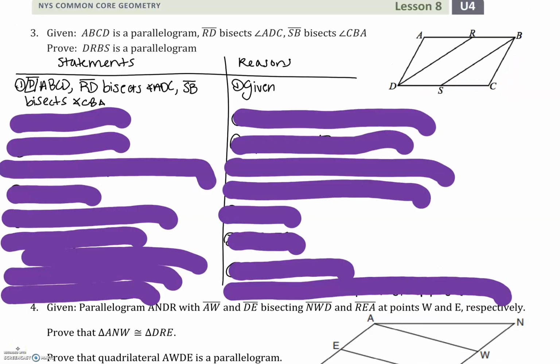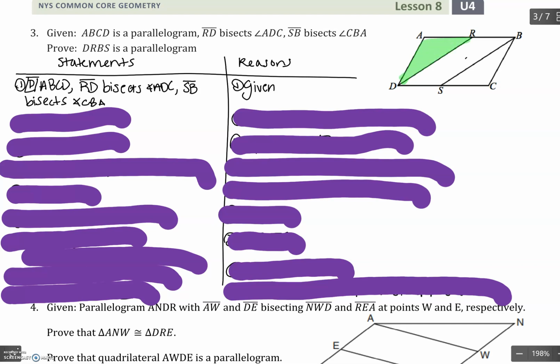For number 3, we have that this larger one, ABCD, is already a parallelogram. We also have some angle bisectors. We're trying to prove this inner part here is a parallelogram. I'm going to start with the triangles though, because it's usually the easiest way to get through these proofs.